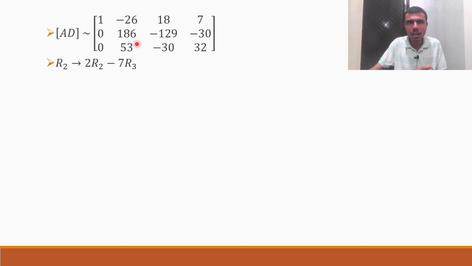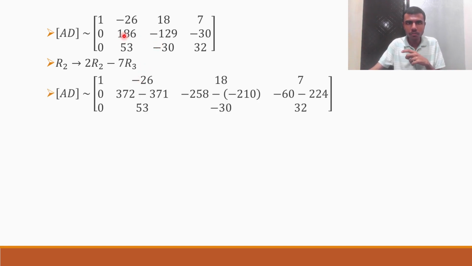And now try to bring 53 as close as possible to 372. 53 sevens are 371. That's the logic which I used. So R2 implies 2R2 - 7R3. 2R2 means 2 into this: 2 into 186 is 372, minus 7 into R3, which is minus 371.